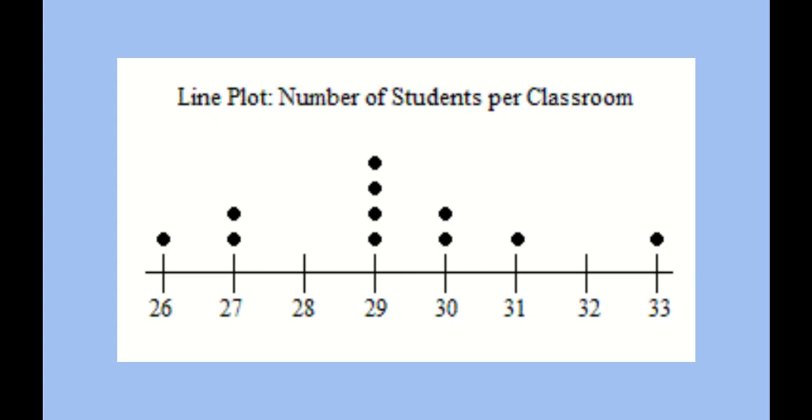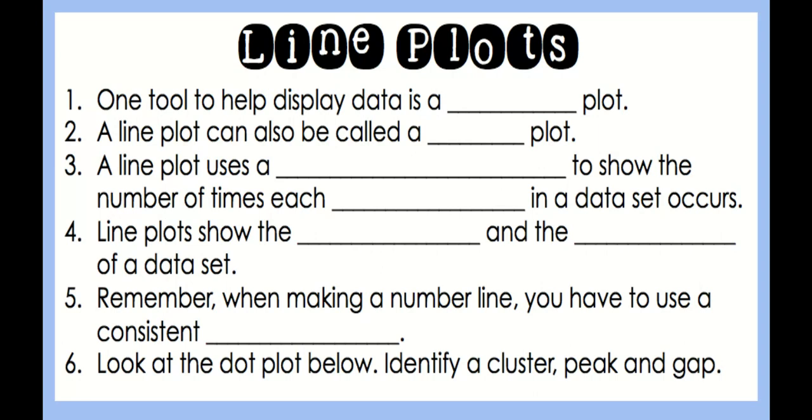Today we are going to be learning about line plots. I thought, like last time, I would give you an example of a line plot just so you know what you're going to be looking at. It's usually a number line and then dots or X's above each number. A line plot helps display data. It can also be called a dot plot.